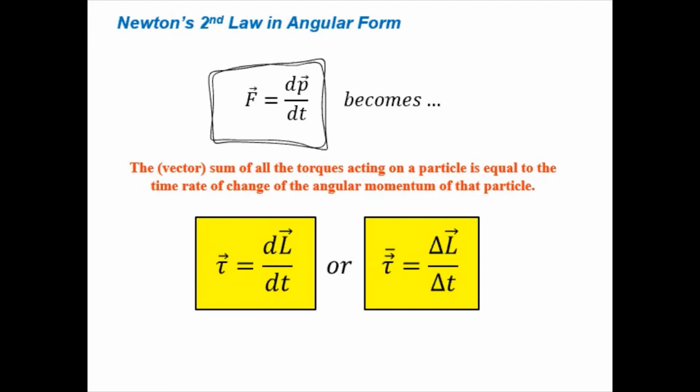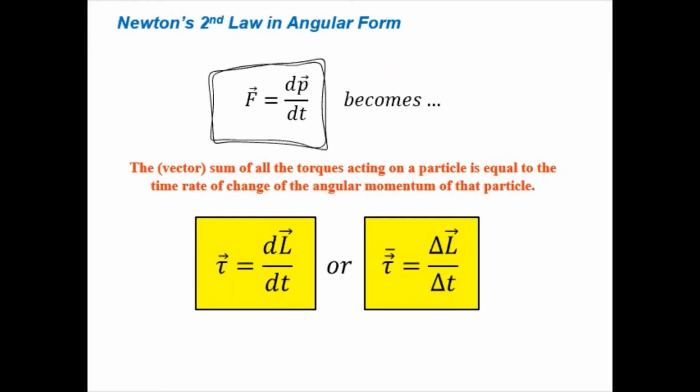Just like to change the velocity of a linear system, we have to have a net force. We have to create acceleration, and so the only way we get angular acceleration or a changing omega value, because L is equal to I omega, would be to have a net torque. So this is all very consistent.